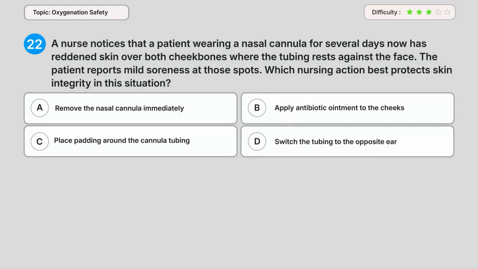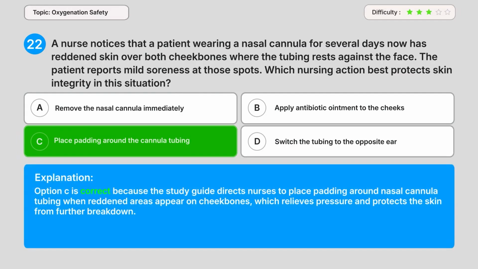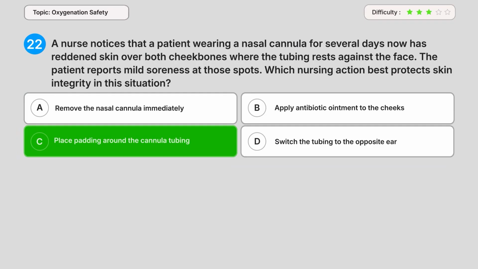Correct answer: C. Place padding around the cannula tubing. Option C is correct, because the study guide directs nurses to place padding around nasal cannula tubing when reddened areas appear on cheekbones, which relieves pressure and protects the skin from further breakdown.